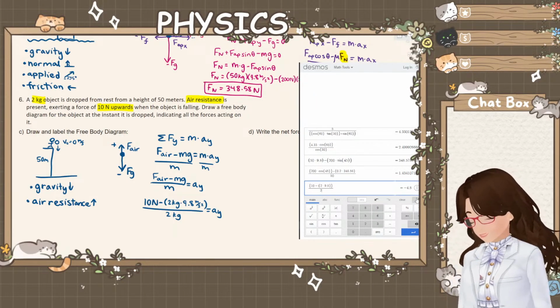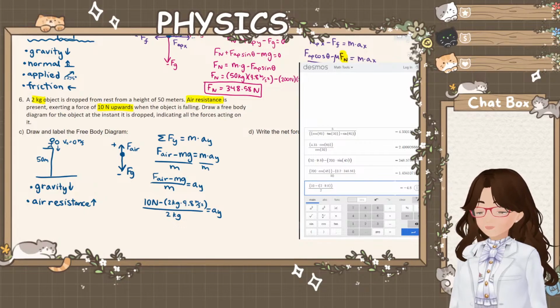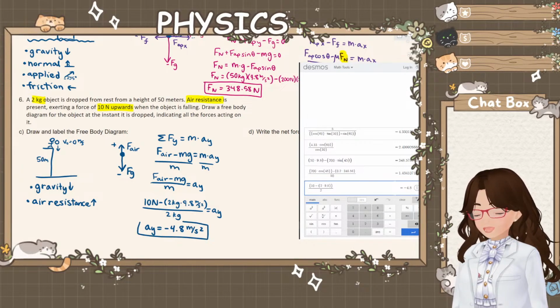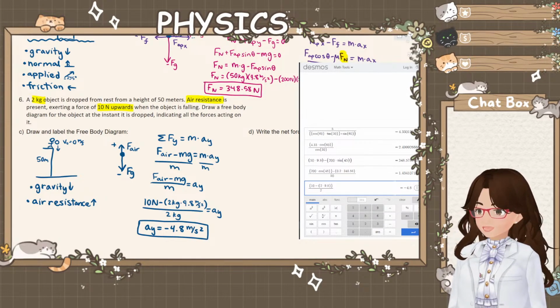And I get an answer of negative 4.8, which is good, right? In this case, because there's air resistance, I would expect our vertical acceleration to decrease because there's now something that's opposing the acceleration due to gravity. So you should expect an answer that is less than 9.8. But now that we have this, you can actually use the kinematics equation to solve for the time that it'd take to hit the ground, right?